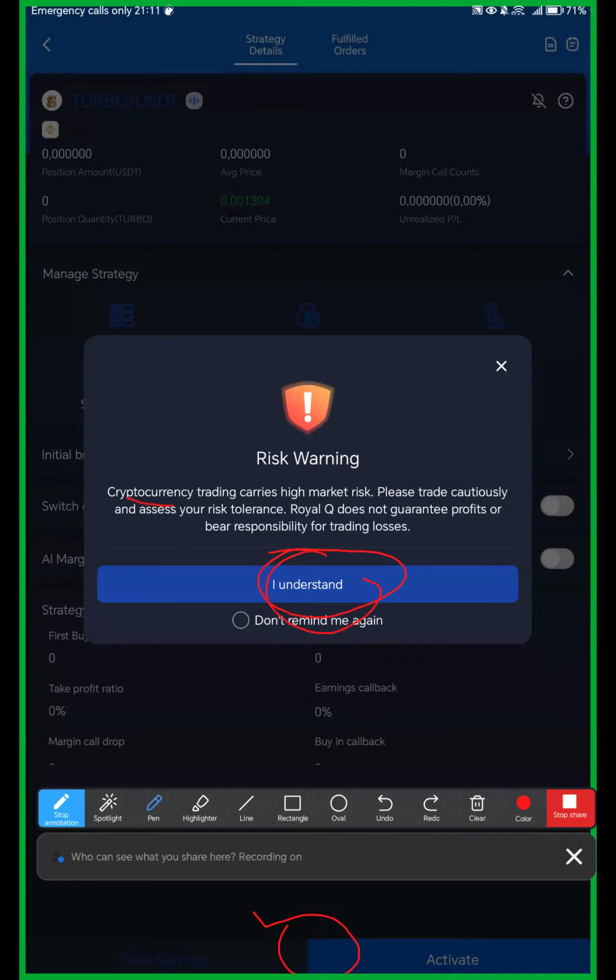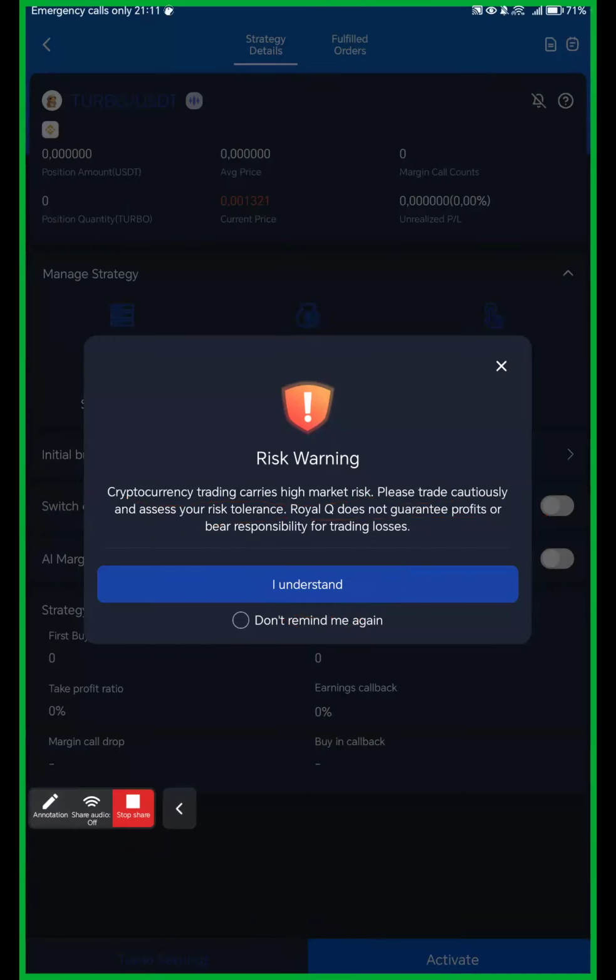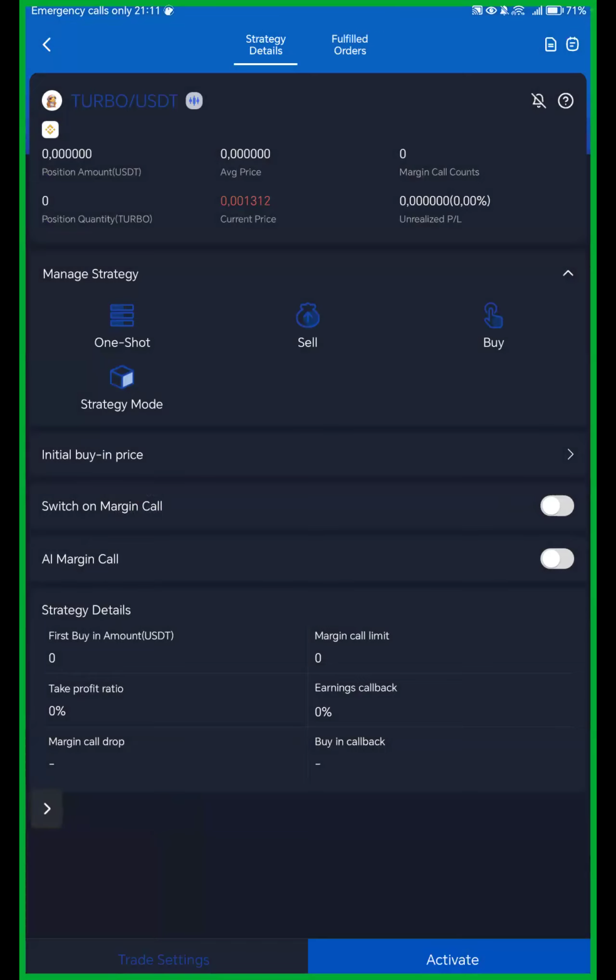They are saying cryptocurrency trading carries high market risk. Please trade cautiously and assess your risk tolerance. RoyalQ does not guarantee profits or bear responsibility for your trading losses. Okay, this is RoyalQ. You say, yes, I understand RoyalQ. You tap on the I understand.